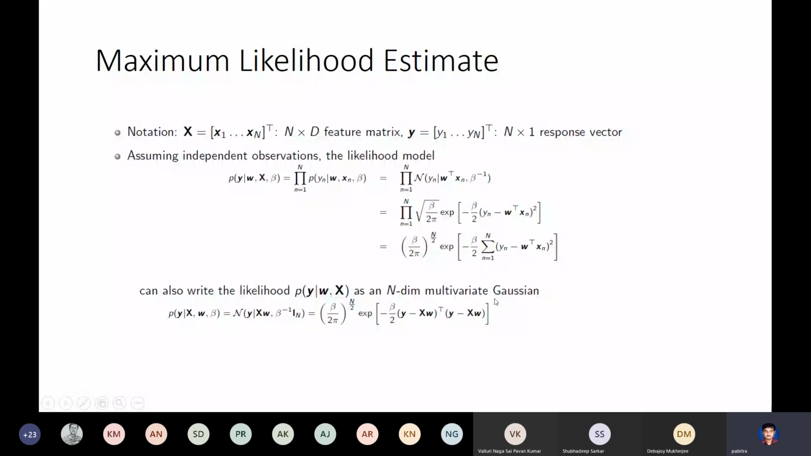All right. So this is the final expression. P of y given X, W and beta is a multivariate Gaussian, where y is an n-dimensional vector, y1, y2, y3, up to yn. X is an n cross d feature matrix. So each row is a d-dimensional x vector, and you have x1, x2 up to xn. X is a matrix, right? W is a vector, w1, w2, up to wd. So the class conditional is an n-variate Gaussian. This is to be noted. It is an n-variate Gaussian.